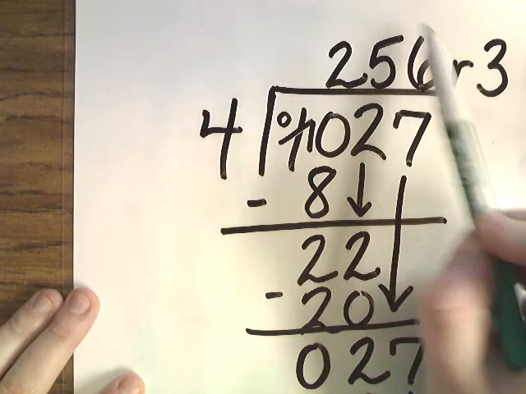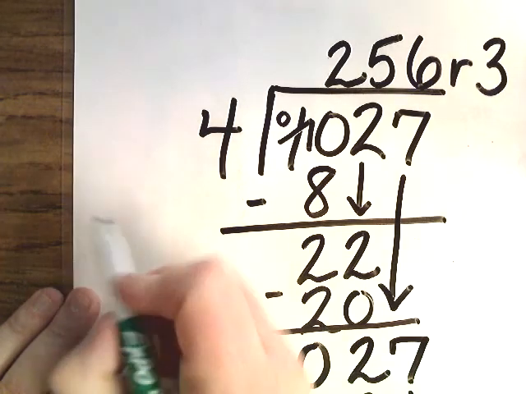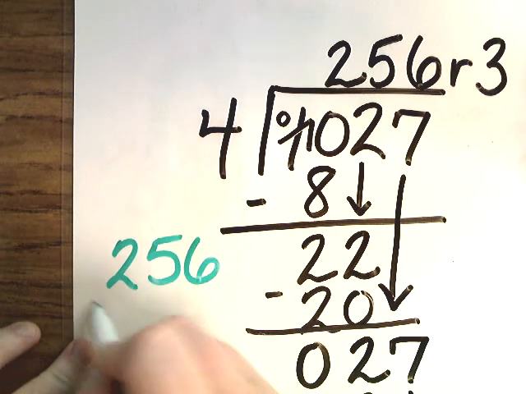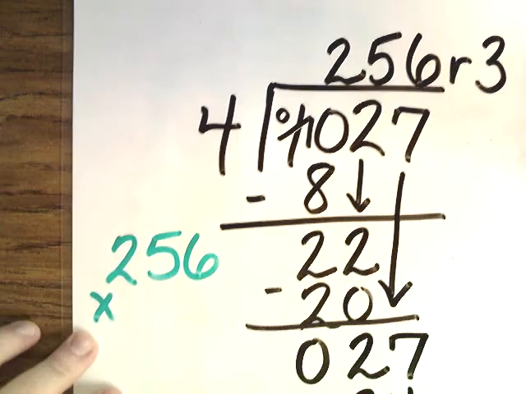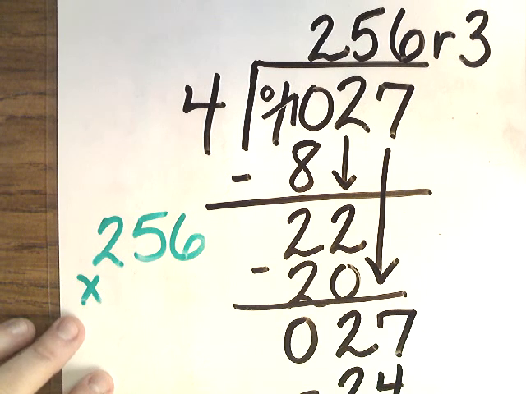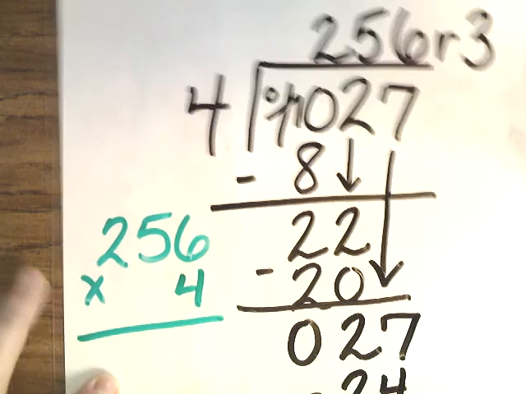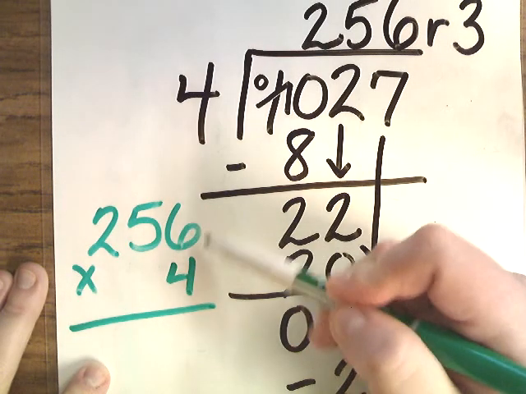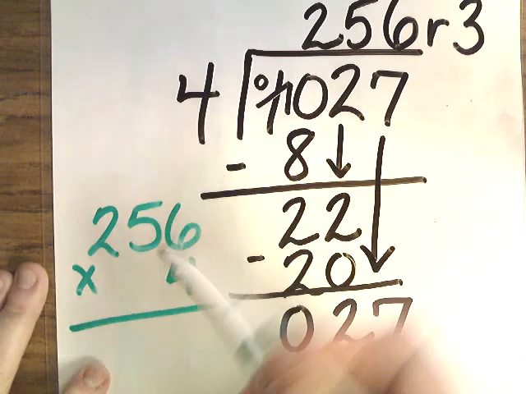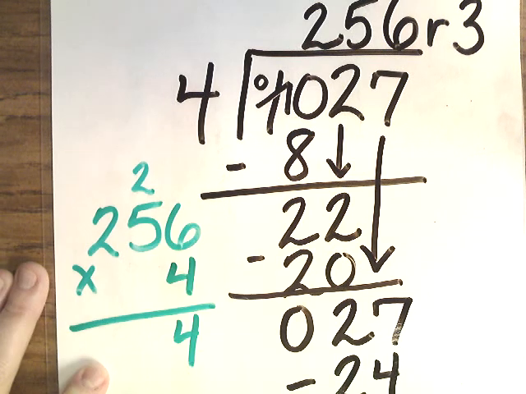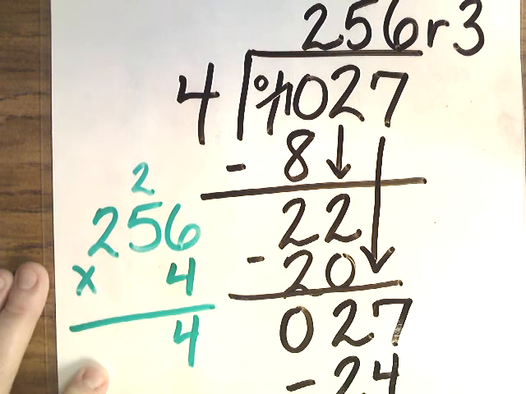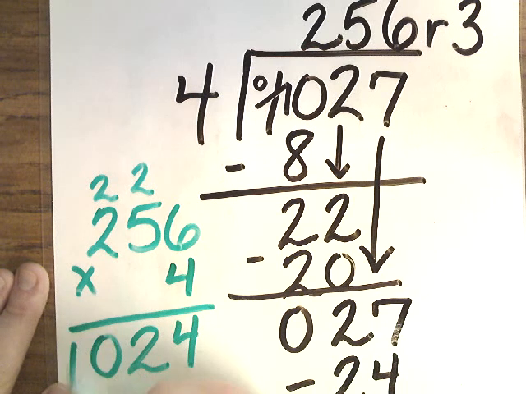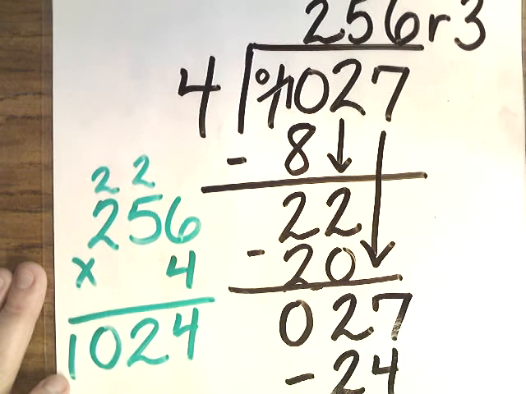So I take my answer, not including the remainder. So I have 256, and I multiply it by the number outside the cage, which is my divisor, by 4. 4 times 6 is 24. Carry the 2. 4 times 5 is 20, and we add 2 to that, so that gives us 22. Carry the 2. 4 times 2 is 8, plus 2 more is 10, and I have no more numbers to multiply by, so I can just write 10.